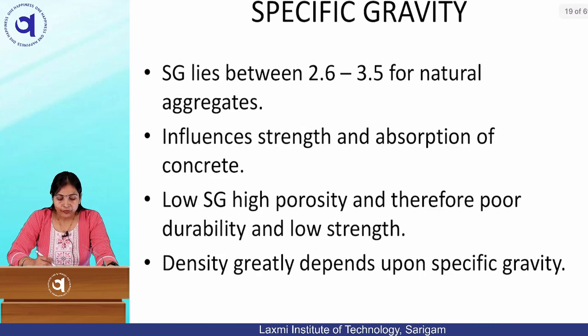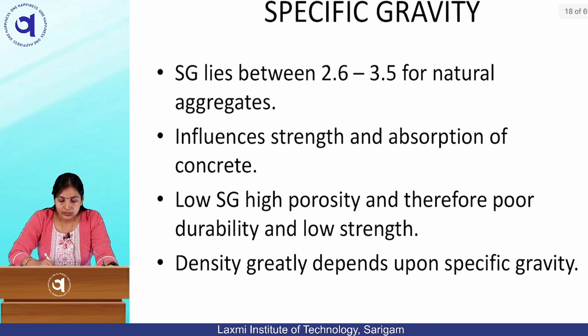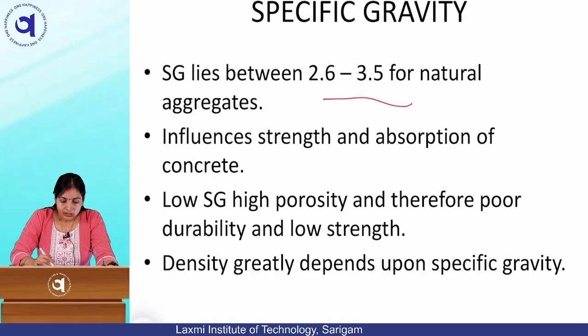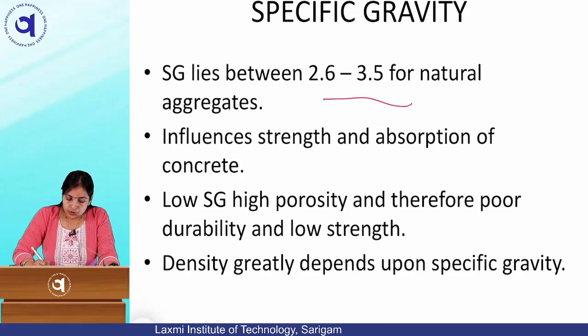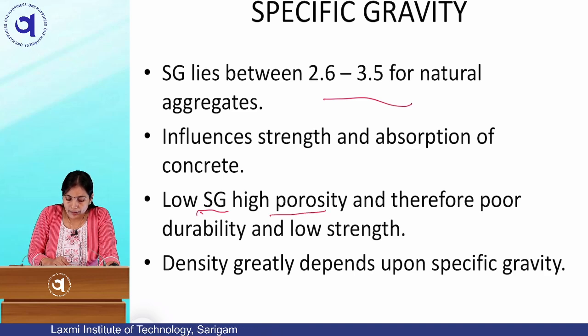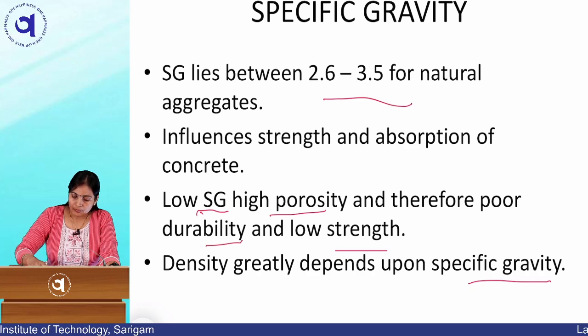Specific gravity of natural aggregate lies between 2.6 and 3.5, and it influences the strength and absorption of the concrete. If your specific gravity is low and porosity is high, then we have poor durability and your strength will also be affected. Density also depends on your specific gravity.